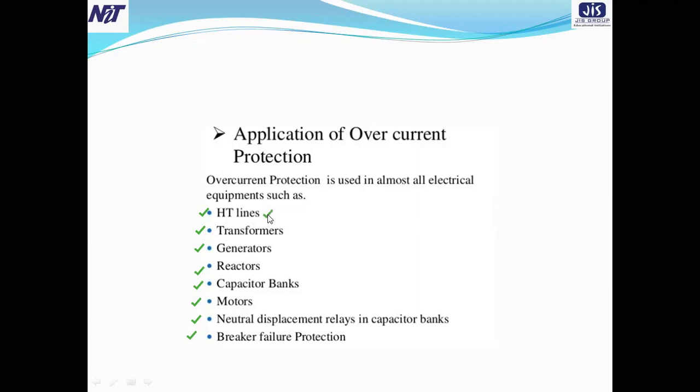Again, I'm repeating for better understanding: the high tension line, second the transformer, then generator, then reactors. You all know about these, what a high tension line, transformer, generator, reactor and capacitor bank are. Then the motor: for the protection of the motor, the overcurrent relay plays a very important role. Then the neutral displacement relays in capacitor banks, then breaker failure protection. So it is a vast application.